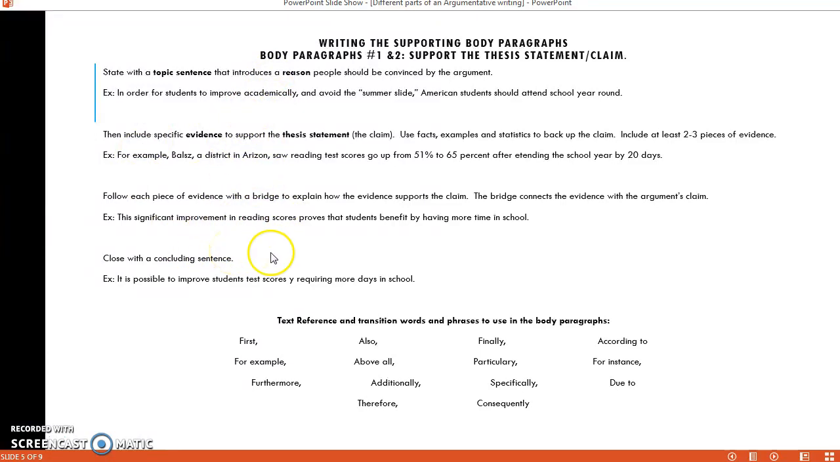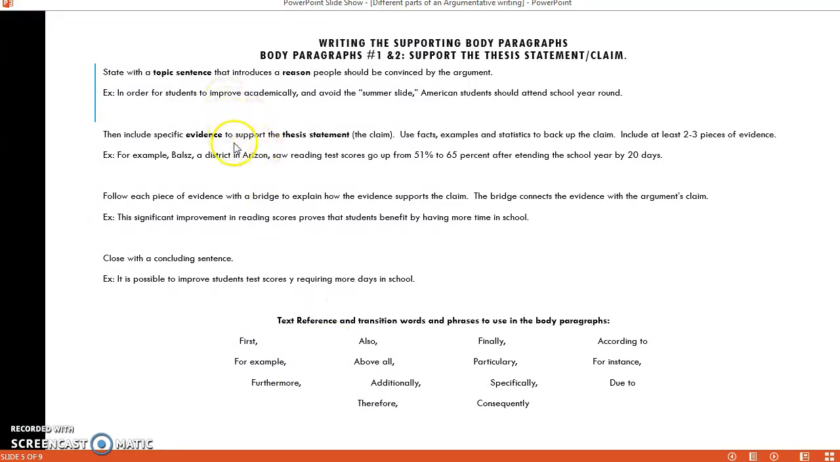And then you use a concluding sentence. It is possible to improve student test scores requiring more days in school. Okay, that's your summing it up for that paragraph. So you're going to do that with paragraphs 1 and 2, okay? Body paragraphs 1 and 2.